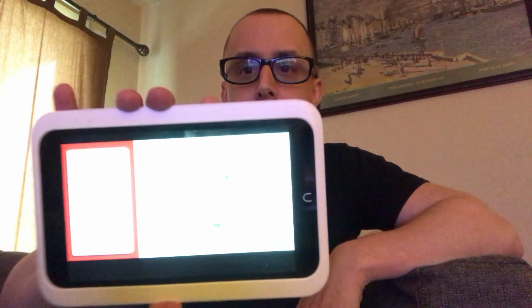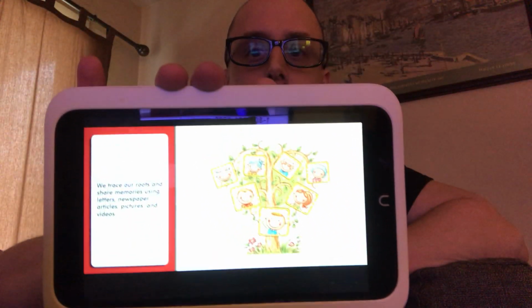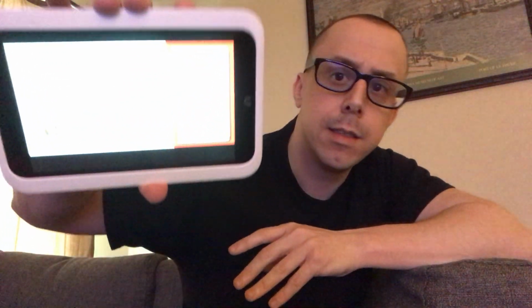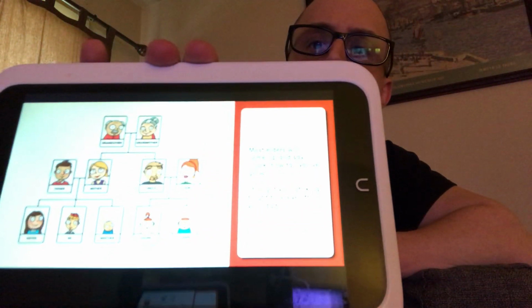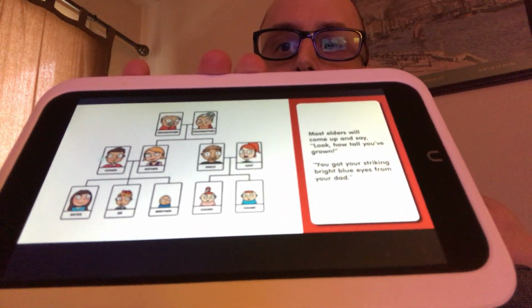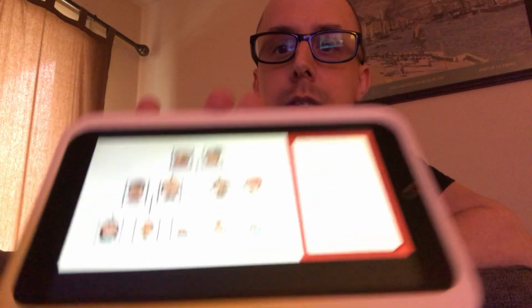We trace our roots and share memories using letters, newspaper articles, pictures, and videos. So I hope that, I'm not sure you're going to be able to see, probably going to be a glare. Most elders will come up and say, "Look how tall you've grown. You got your striking bright blue eyes from your dad." If I hold it like that, okay, you can see a family tree being developed.